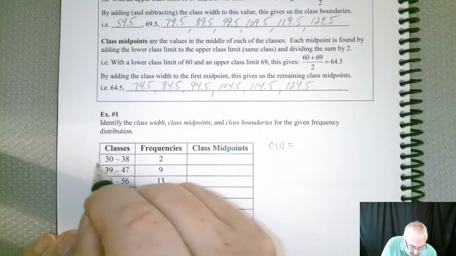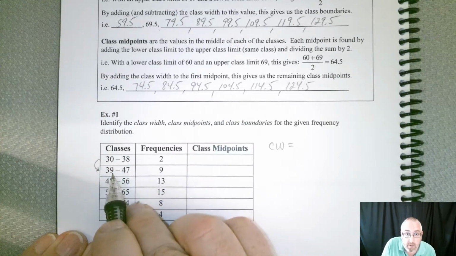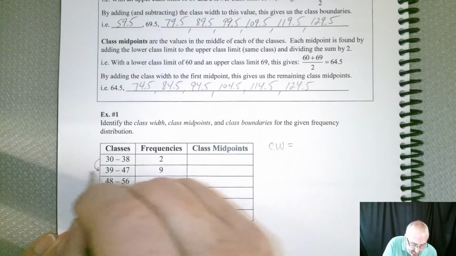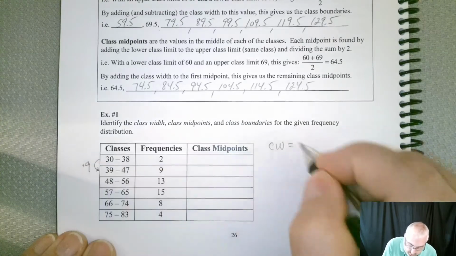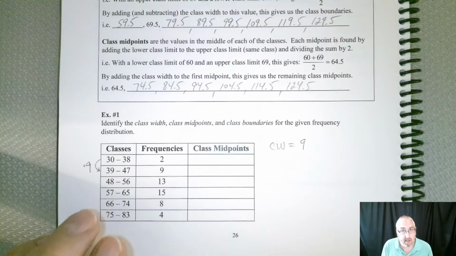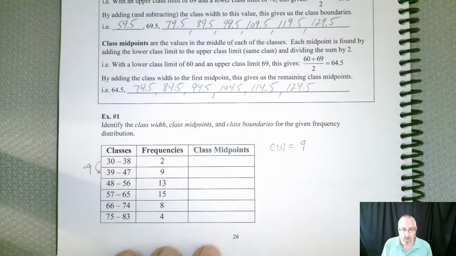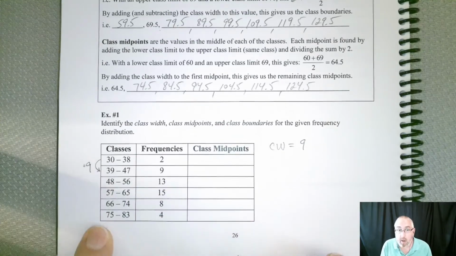Vertically. So you want to see how much we have to add to go from the lower of one to the lower of the next. So we have to add 9. So 9 should be our class width. Don't think it's 8. It's 9. So add 9, add 9, add 9, add 9, and it should check all the way down.